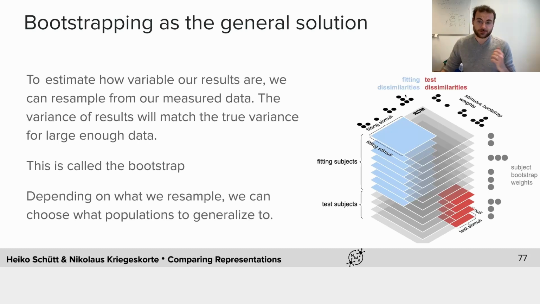For our representational similarity analysis, this would look like this. So the data measured there is the RDMs, the representational dissimilarity matrices for the different subjects. And each of those has the different stimuli along both of their axes. And then we can resample the stimuli or resample the subjects to generate uncertainty estimates. As I said, this is called a bootstrap. And depending on what thing we resample, we can control what we want to generalize to, right? So if we only resample the subjects, we will only generalize to new subjects. If we resample only the stimuli, we will only generalize to new stimuli.